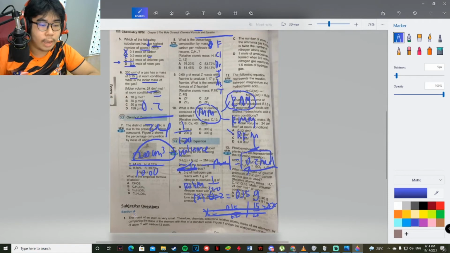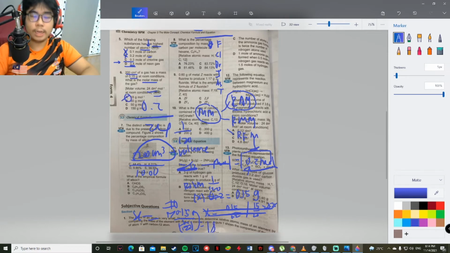So your X will actually equal 0.15 divided by 1 over 120. So technically it is 0.15 times 120. You get 18. So the answer is A. So yeah guys, sorry, this is a mistake.